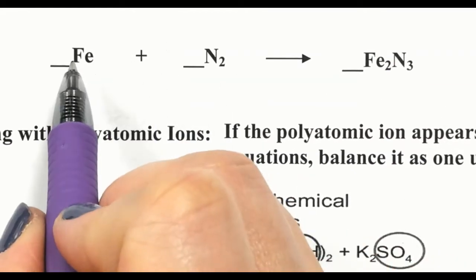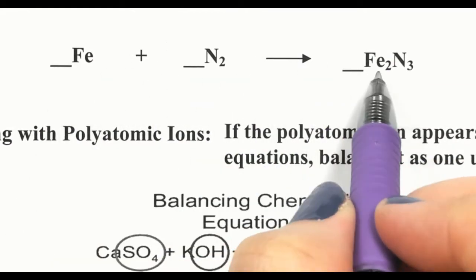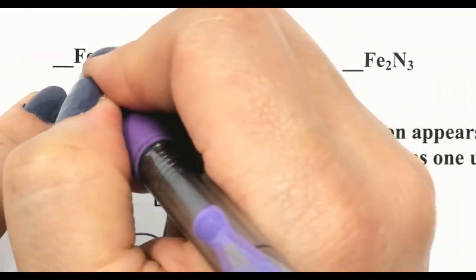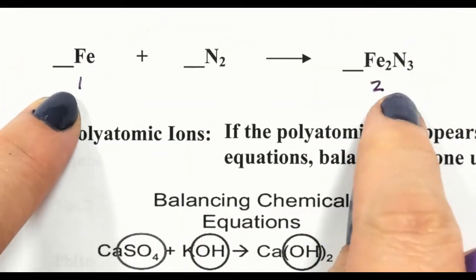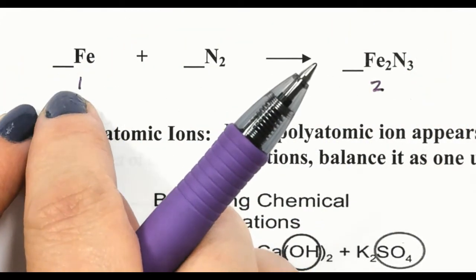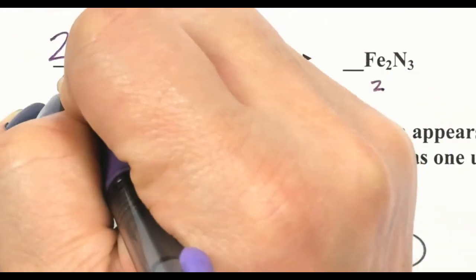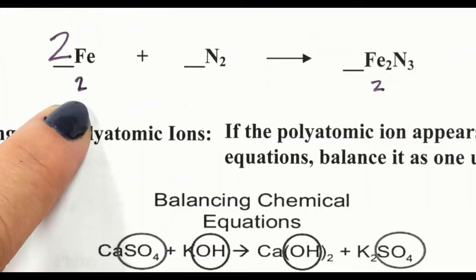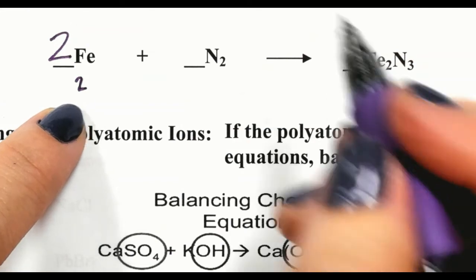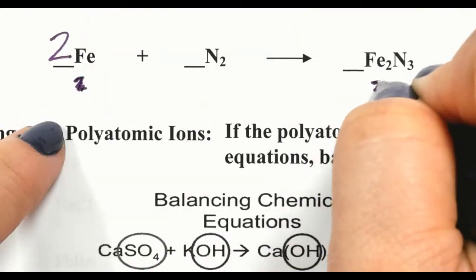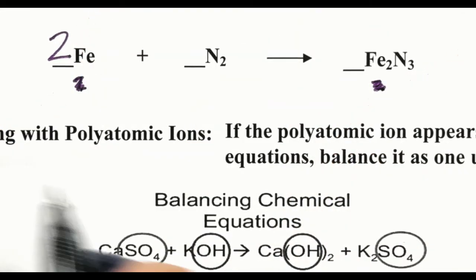Example, we have 1 iron, 2 irons. So we have 1 versus 2. So to fix it, I want to change that to a 2. So I'm going to put a 2 in front, and now that makes this equal to 2 iron. Okay, now I'm done with iron. Let me scratch that out because I'm done with it. It's even now, 2 and 2.